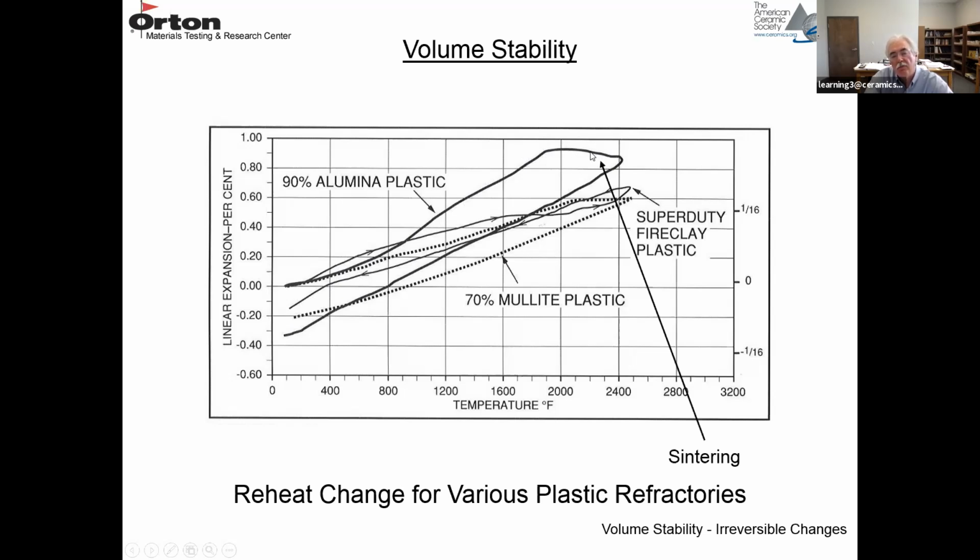It looks kind of flat because you may have mullite forming and expanding it at the same time you're having a sintering process. So they're exhibiting this type of behavior. But when they're cooled down, there's a permanent reheat change.